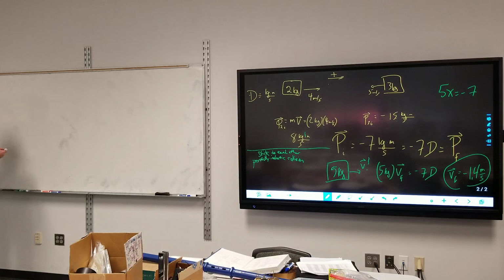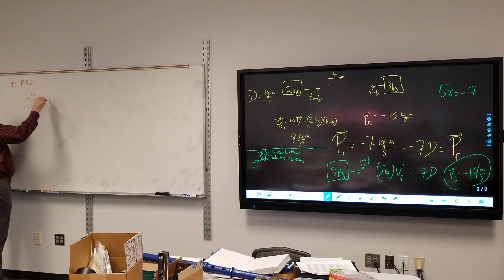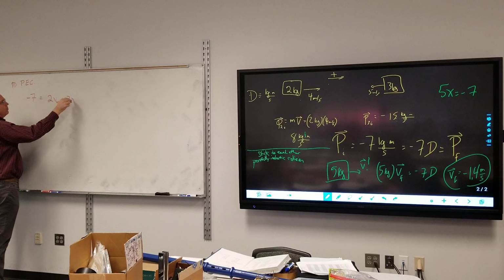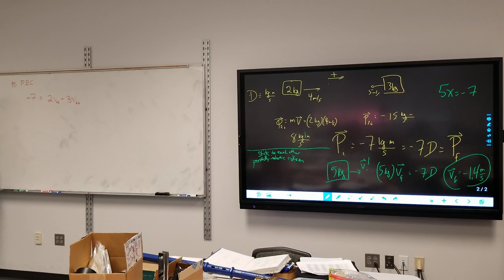So we're gonna do a perfectly elastic collision, which I will often abbreviate as PEC. Matter of fact, it's a one-dimensional perfectly elastic collision. I know my total momentum is -7. And that's gonna be equal to my final momentum. It's -7, which is 2 V2 final plus 3 V3 final. Go ahead, stick the numbers in now. I got 2 unknowns there.